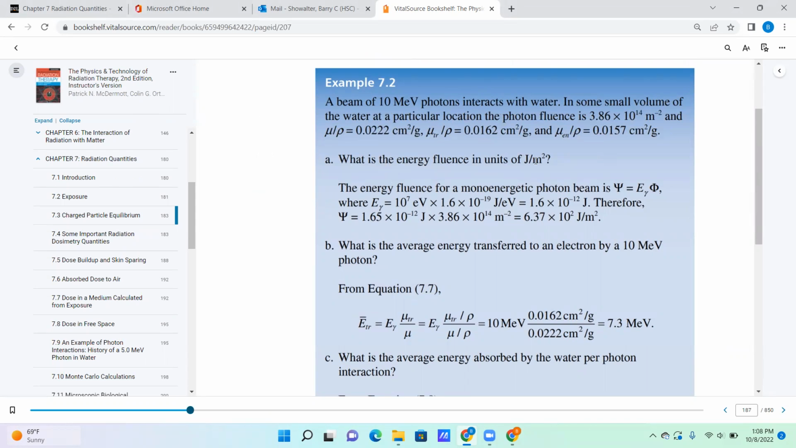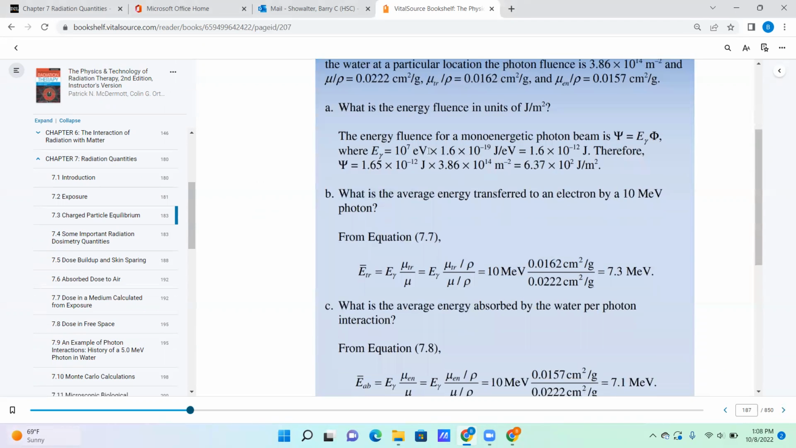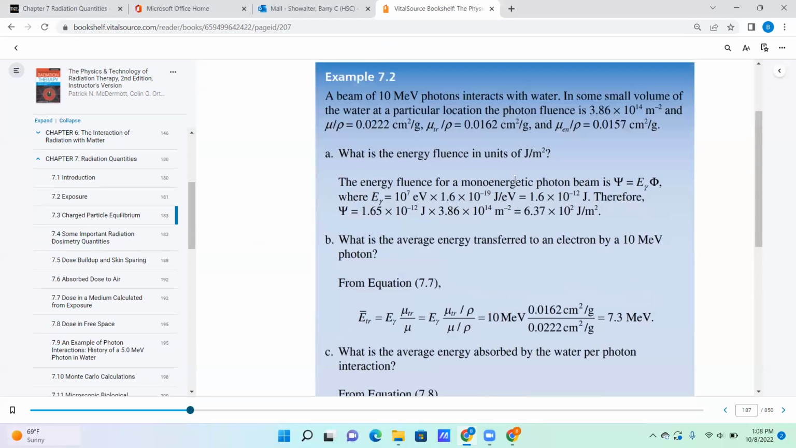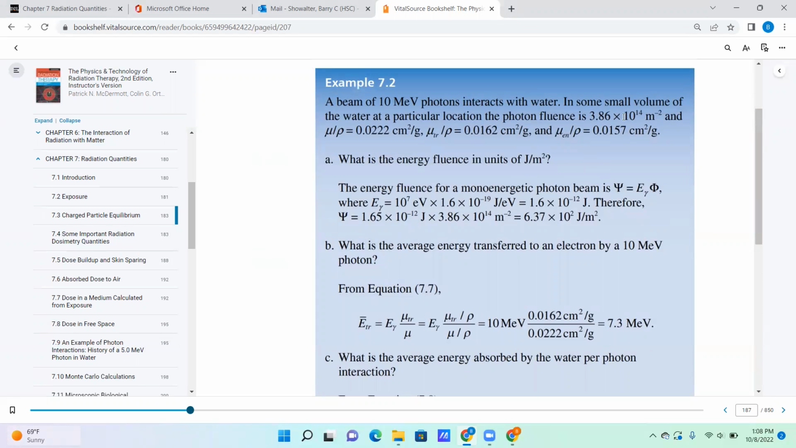So what is the energy fluence in terms of joules per meter squared? The energy for a monoenergetic photon, which is why they give it to you to ease the calculations a bit, is going to be this. If you know that we're dealing with 10 MeV, we're changing that to 10 to the 7th eV. Then we're doing an energy conversion here, and so we have this number of joules, and therefore the energy fluence is going to be 1.65 times 10 to the minus 12 joules times this amount of cross-sectional area, and so we end up with this energy fluence.